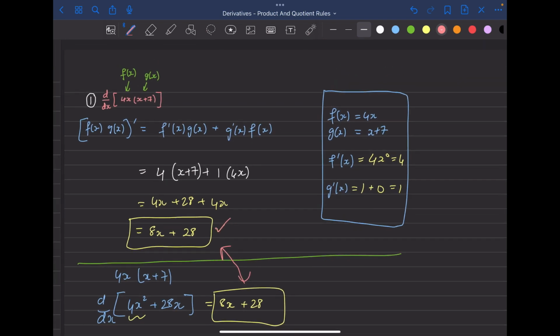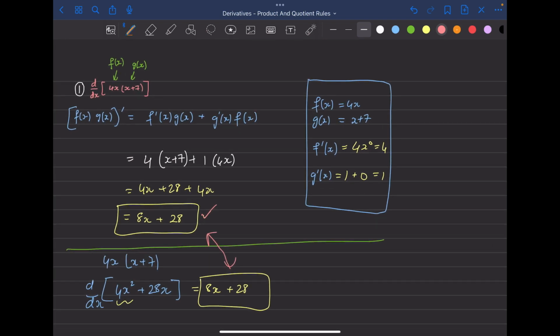So you can choose whatever way you want to solve this, but it just depends on the question, because sometimes this is easier, but sometimes this is easier. So it just depends. You can always try both though. But yeah, moving on to the next question.